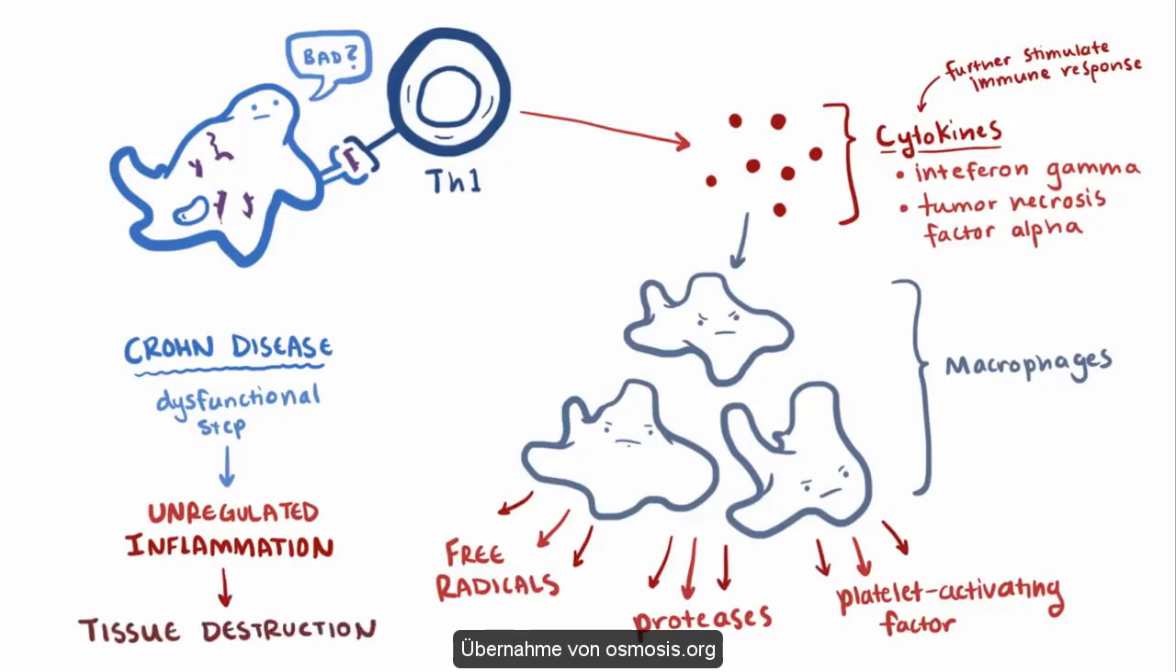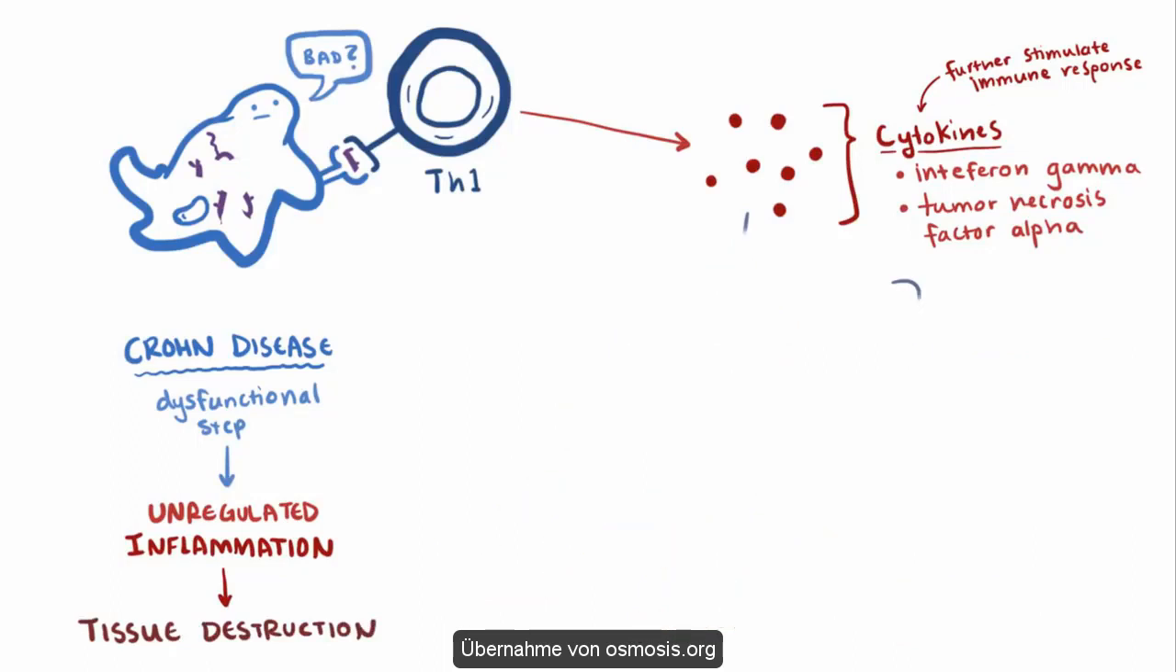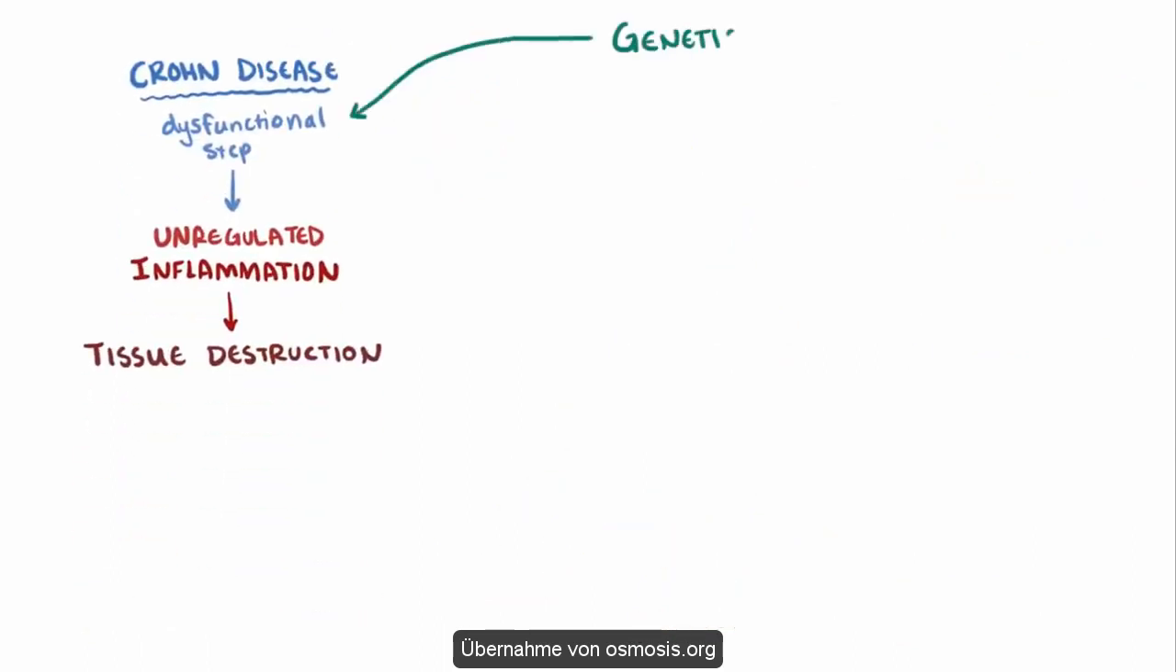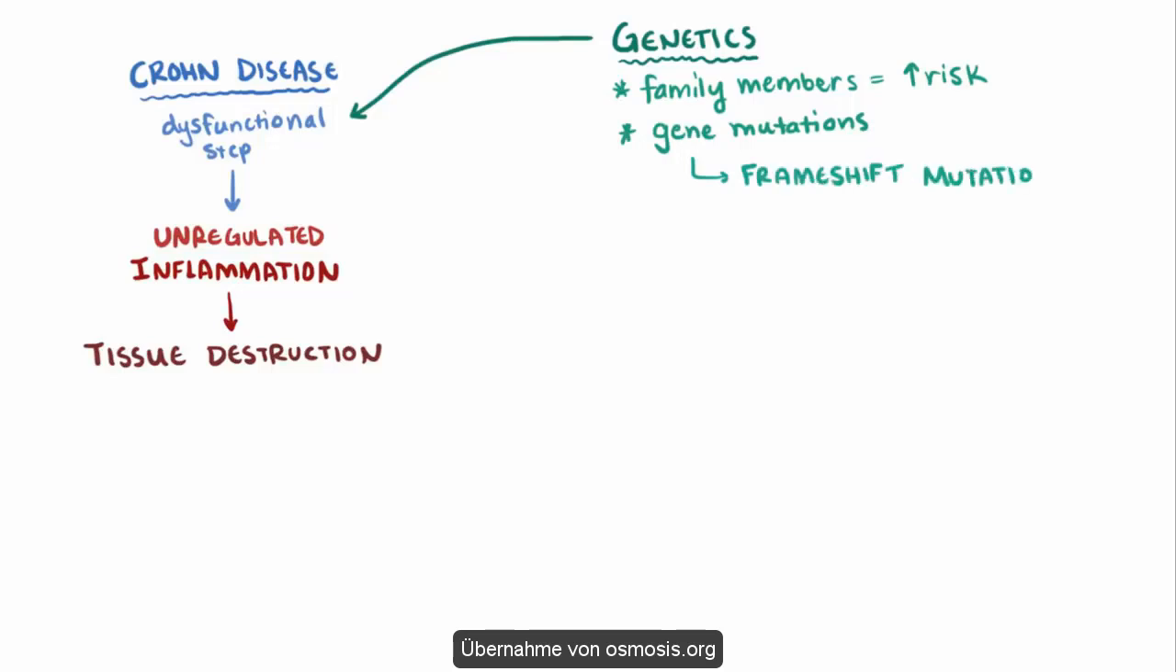destruction of healthy tissue. This dysfunctional immune response is thought to be a product of genetics, and in fact, patients with family members that have Crohn's disease are way more likely to develop it themselves. A number of genes have been identified and are thought to contribute to developing the disease. One of these is a frameshift mutation in the NOD2 gene, now called CARD15.